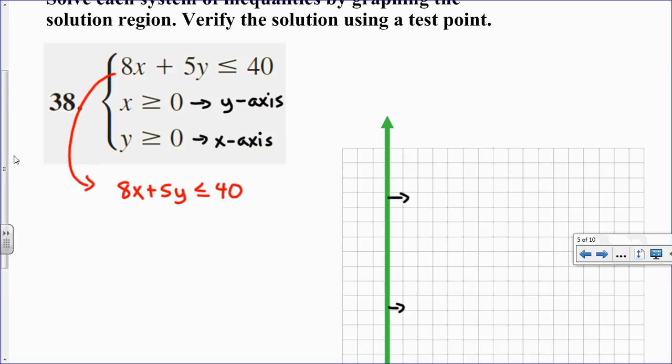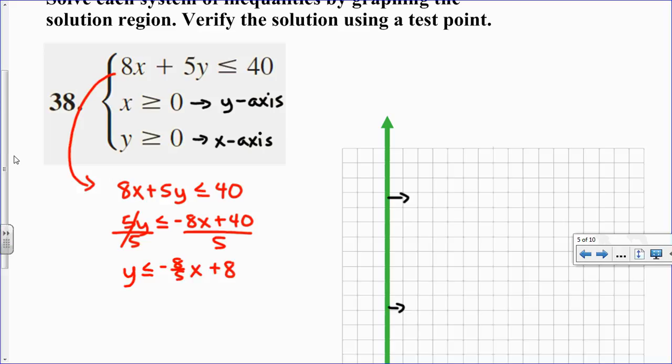And we could put it in slope-intercept form, okay? Or you can find your x and y intercepts. Sometimes it's easier to do it that way. Let's go ahead and put it in slope-intercept form, though, because that's what we've been doing, and then I'll show you the intercepts. So let's subtract 8x and divide by 5. So negative 8/5 x plus 8.